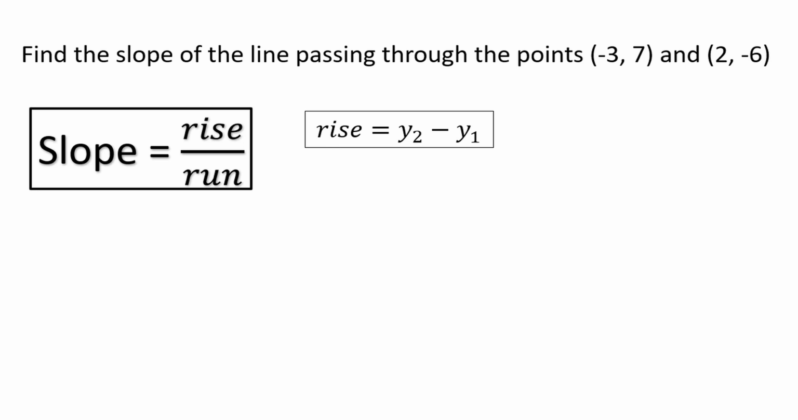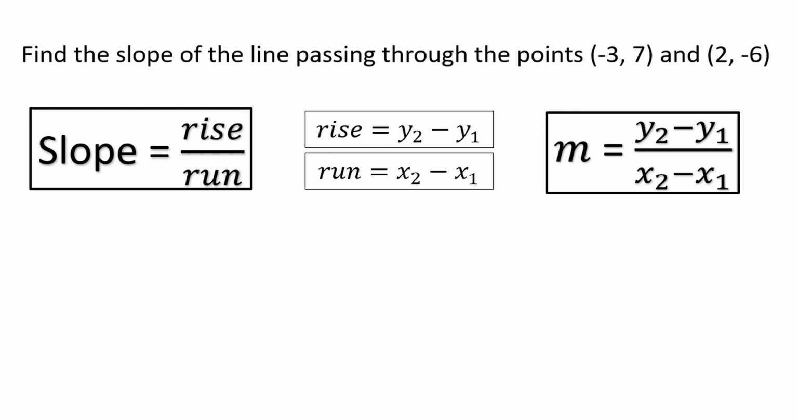Another way to think of run is the change in x values on the graph. How far we had to move to the right in order to reach our second point is how much x changed, and therefore can be thought of as our run. The way we write this is x2 minus x1, meaning subtract the x coordinates of our 2 points. Putting it all together, the formula for slope, sometimes notated as m, is y2 minus y1 divided by x2 minus x1.